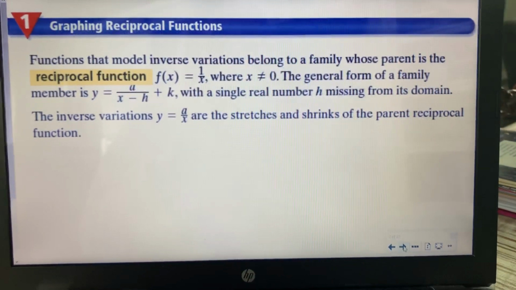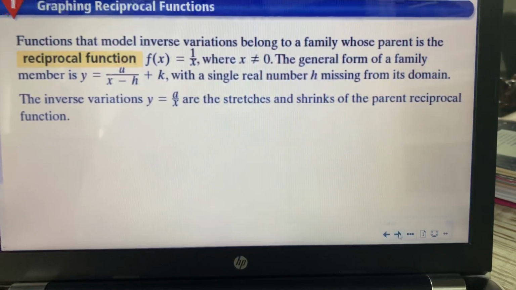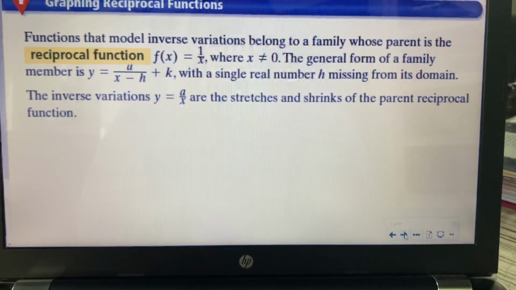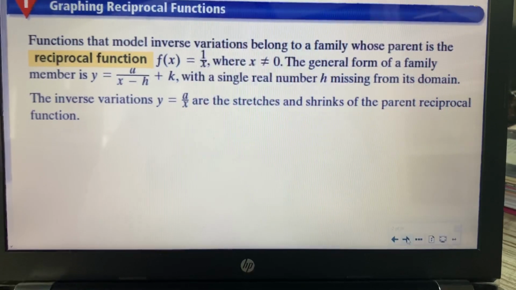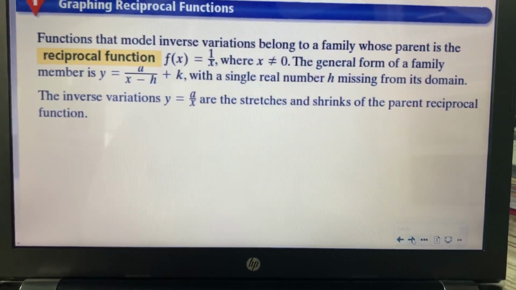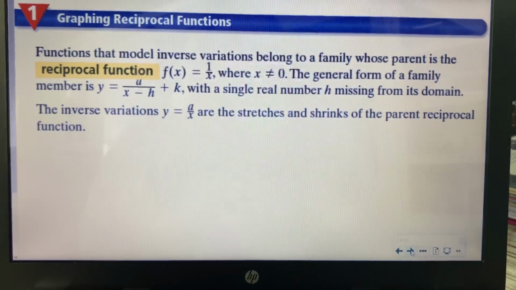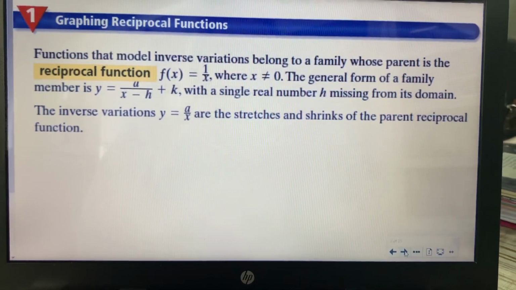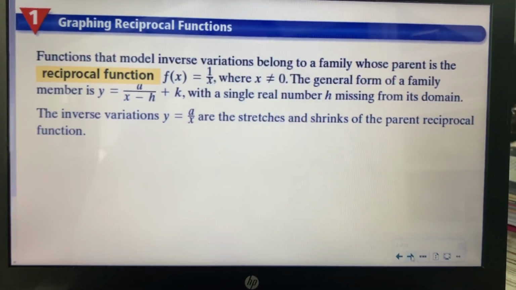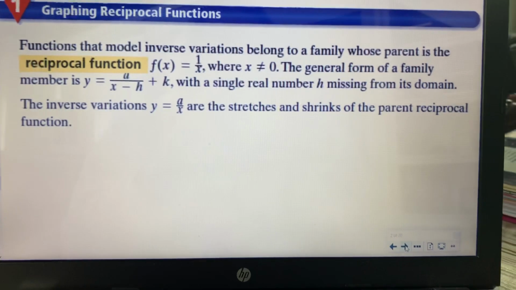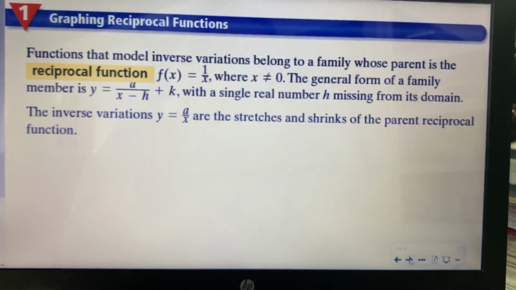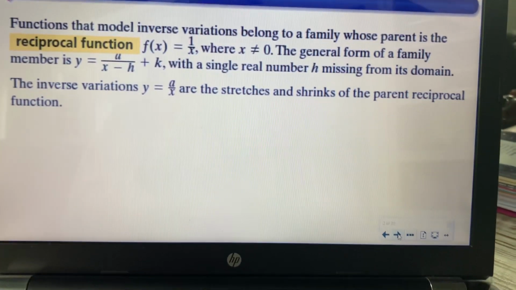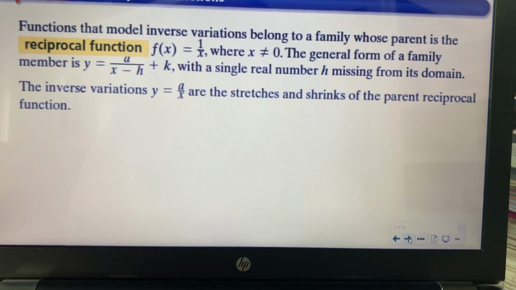I'm going to skip a few of the slides, but functions that model inverse variations belong to a family whose parent is the reciprocal function f of x equals 1 over x. X can't be 0 because you can't have 0 in the bottom of a fraction. The general form of a family member is y equals a over x minus h plus k, with a single real number h missing from its domain. The inverse variations y equals a over x are the stretches and shrinks of the parent reciprocal function. Okay, so some of that will make a little bit more sense as we go through the notes more.